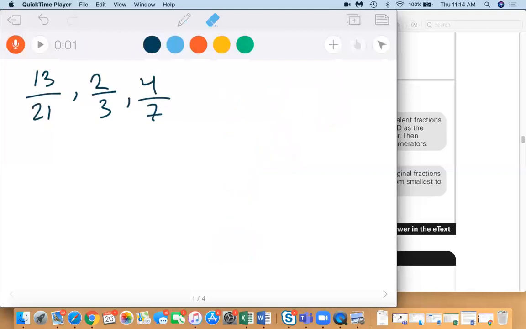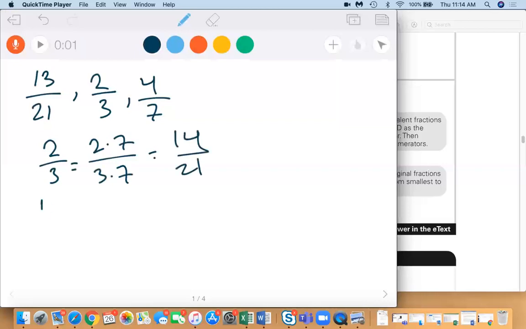So how do we do this here then? What I like to do when I have 3, I take each one and I find the fraction that's equivalent. 13 over 21, we don't need to change because it's already got the lowest common denominator. But let's look at 2/3. In order to make that over 21, we need to multiply top and bottom by 7, right? That's going to give us 14 over 21. Now for 4/7, I need to multiply top and bottom by 3. 4 times 3 and 7 times 3. That's going to give me 12 over 21.